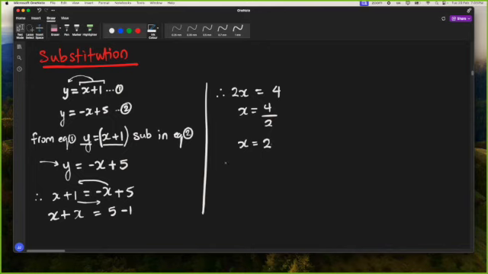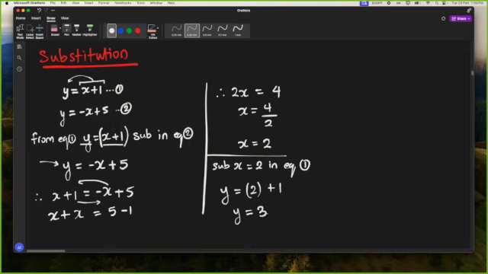You can see here from now, it's just good old substitute x is equal to 2 in an equation. You could do any one of them. Let me do equation 1. So y is equal to x plus 1. y is equal to 3. Therefore, x is 2, y is 3. This is the substitution method.